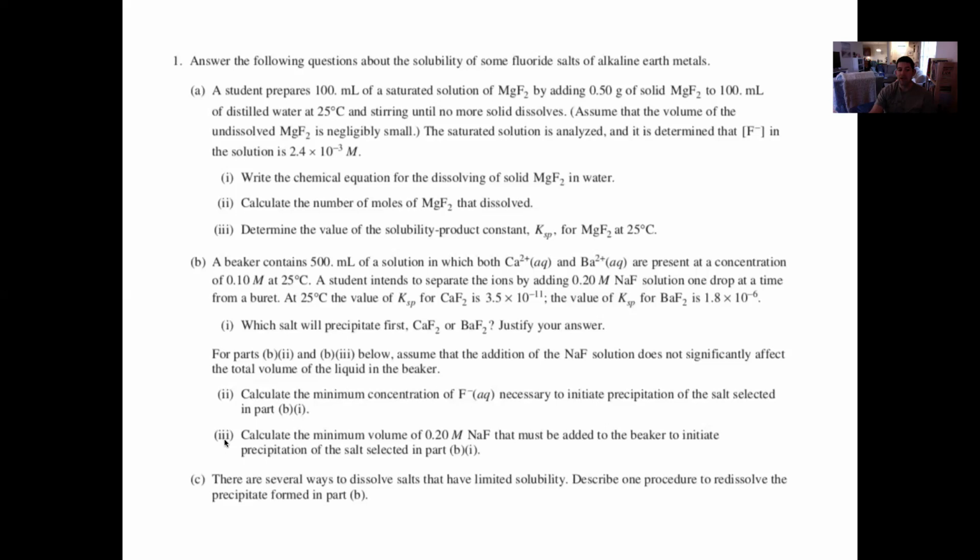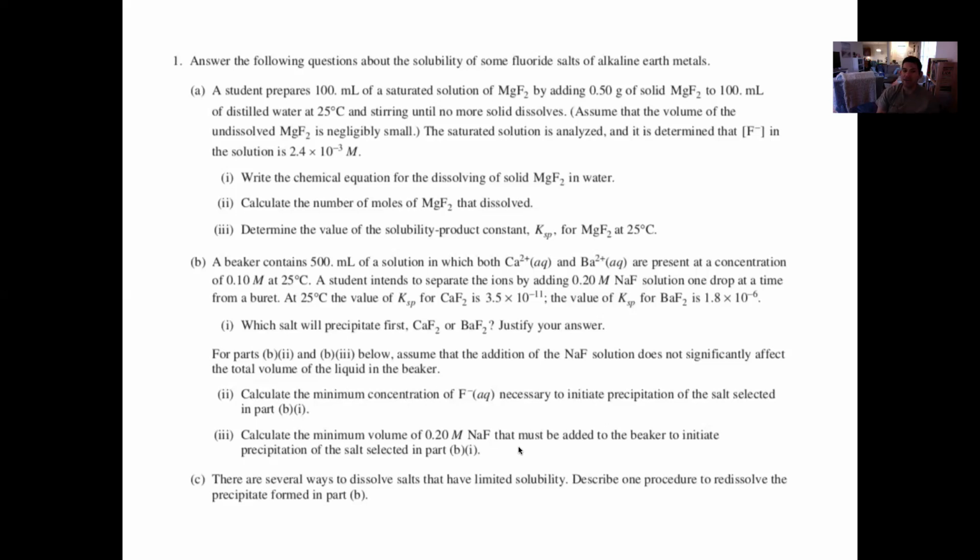And then for III, calculate the minimum volume of 0.2 molar NaF that must be added to the beaker to initiate precipitation of the salt selected in part BI. So if this is your concentration, now let's kind of think about it with the 0.2 molar. So that's all that question's adding.